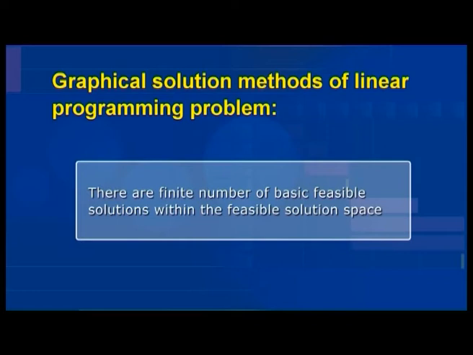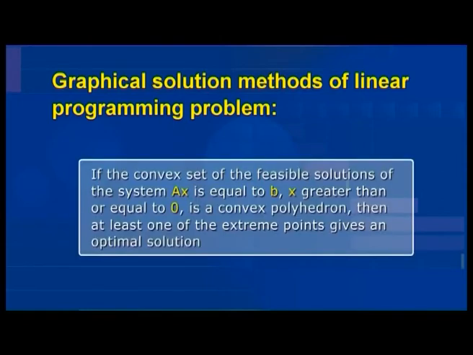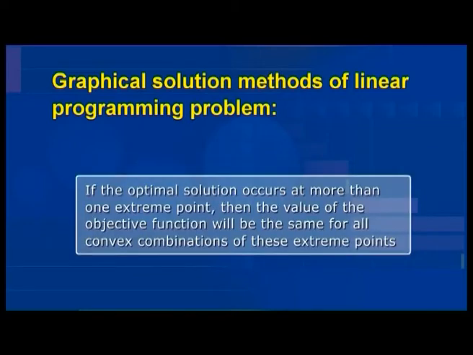There are a finite number of basic feasible solutions within the feasible solution space. If the convex set of the feasible solutions of the system AX = B, X greater than or equal to 0 is a convex polyhedron, then at least one of the extreme points gives an optimal solution. If the optimal solution occurs at more than one extreme point, then the value of the objective function will be the same for all the convex combinations of these extreme points.